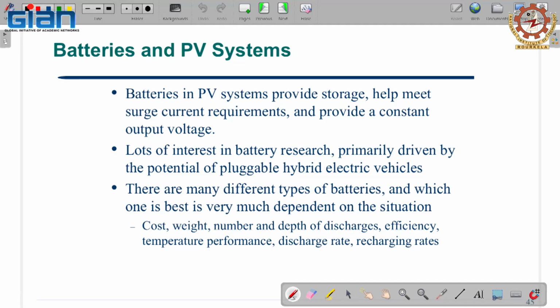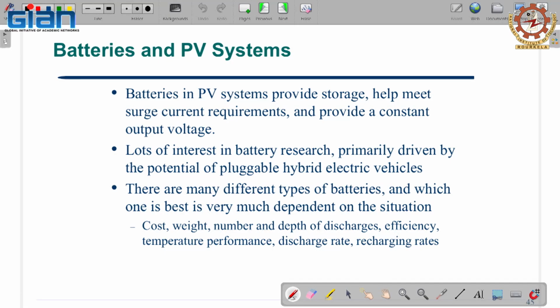The list of design points is not exhaustive, but at least it gives you some basic idea. Then we are talking about the battery. In previous sessions, we have also talked about the battery. When some topics come up again and again, it means this is a very important topic. Batteries in a PV system provide storage, help meet surge current requirements, and provide a constant output voltage. There is a lot of interest in battery research because of electric vehicles as well.